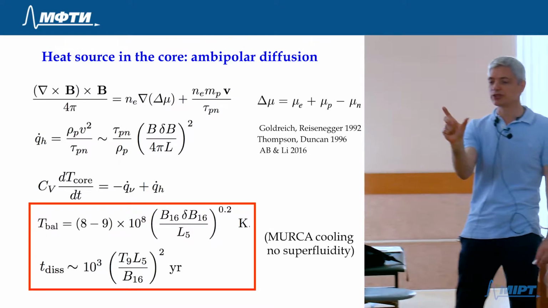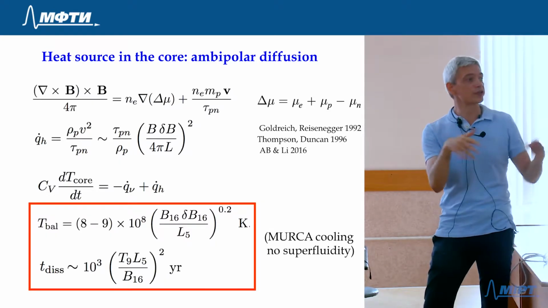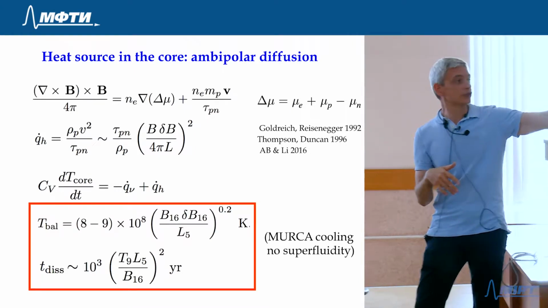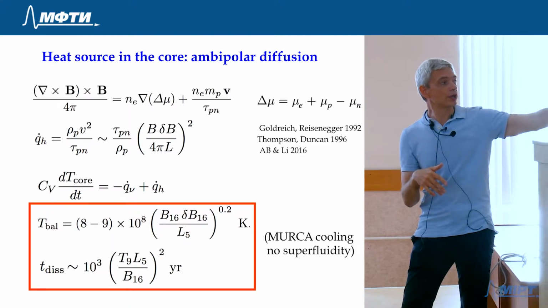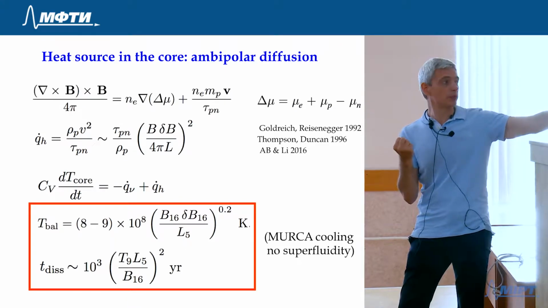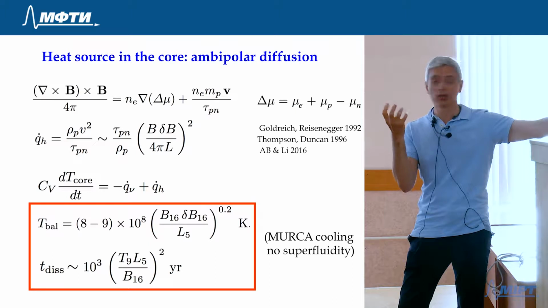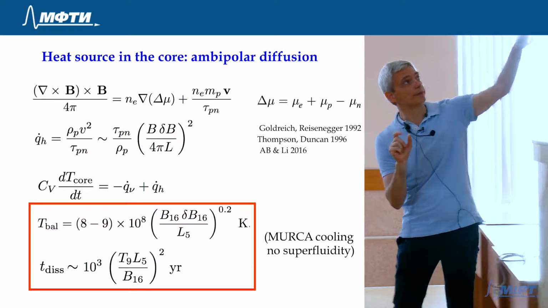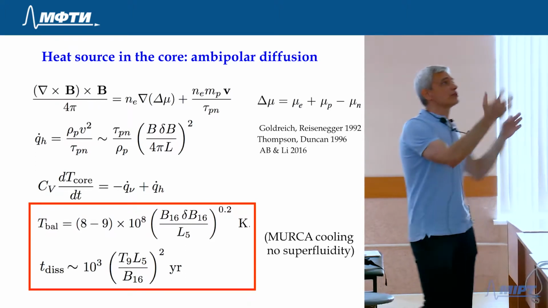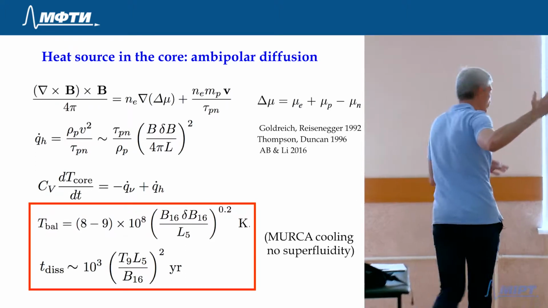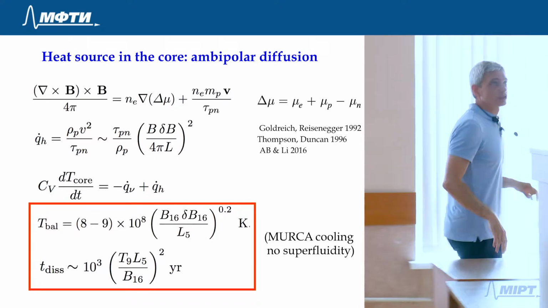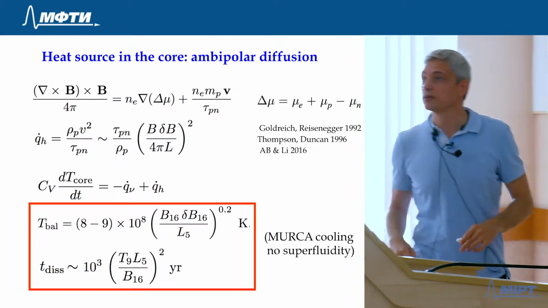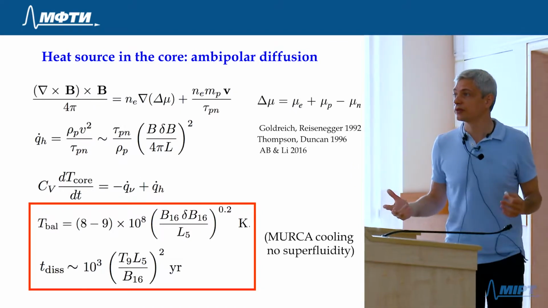L is a characteristic scale of variation of the magnetic field. Obviously, you have gradients of the magnetic field entering that equation. So the velocity of ambipolar diffusion is controlled not just by the value of B, but curl B as well. So there is a gradient of B that depends on the scale of variation of B. That's scale L. But for a characteristic value of that scale, let's say 1 kilometer, which is 1/10 of the core, you can estimate the temperature, and you find that the balance temperature is somewhat below 10 to the 9th Kelvin if your field is about 10 to the 16th Gauss.